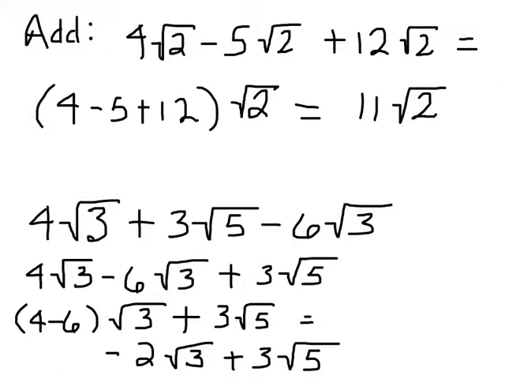Now in this next example, we have 2 different terms. We have 2 that we can add together or combine, but then we have one that doesn't have any like terms with it, so we're just going to bring it down. So 4 square root of 3 and negative 6 square root of 3 are like terms, and we can say 4 minus 6 to get negative 2 square root of 3. And then basically the 3 square root of 5, we're just going to keep bringing that down because we don't have any like terms to add it to.